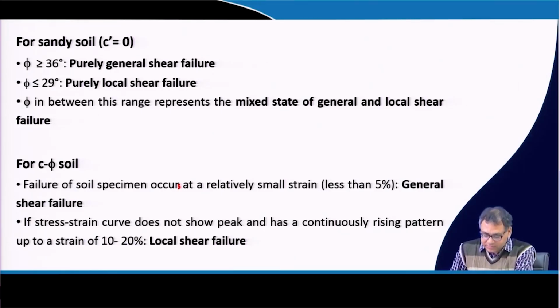And if the stress strain curve does not show any peak even up to 20% strain, then we can say this is a local shear failure. So, the problem will mention whether it is a local shear failure or a general shear failure for c-φ soil. But for sandy soil, by identifying the φ value we can judge whether there will be local shear failure or general shear failure, and based on that we have to solve the problem.